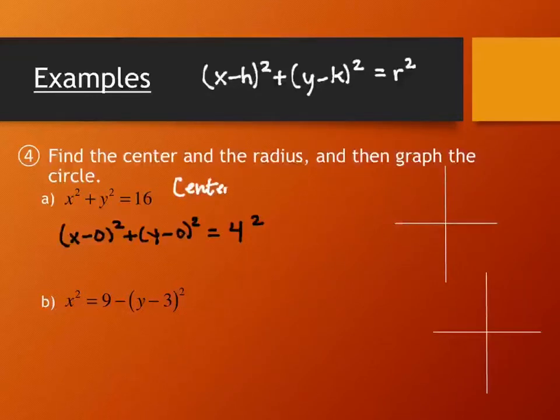So the center from this identification would be 0, 0. And the radius would actually be the 4 because the radius squared would be the 4 that's being squared. Now in terms of a graph, we can plot the center as being this location. And then the radius needs to go 4 out in each direction from the center.